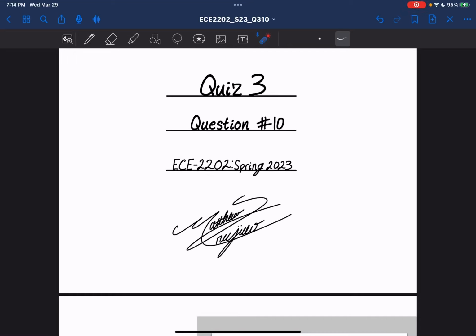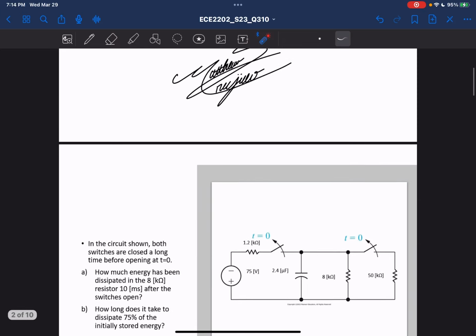This is Matthew Trujillo. I'm going to be going over my quiz number 3. I'm going to be talking a little fast because there is a time limit. I already know I'm going to go over it.